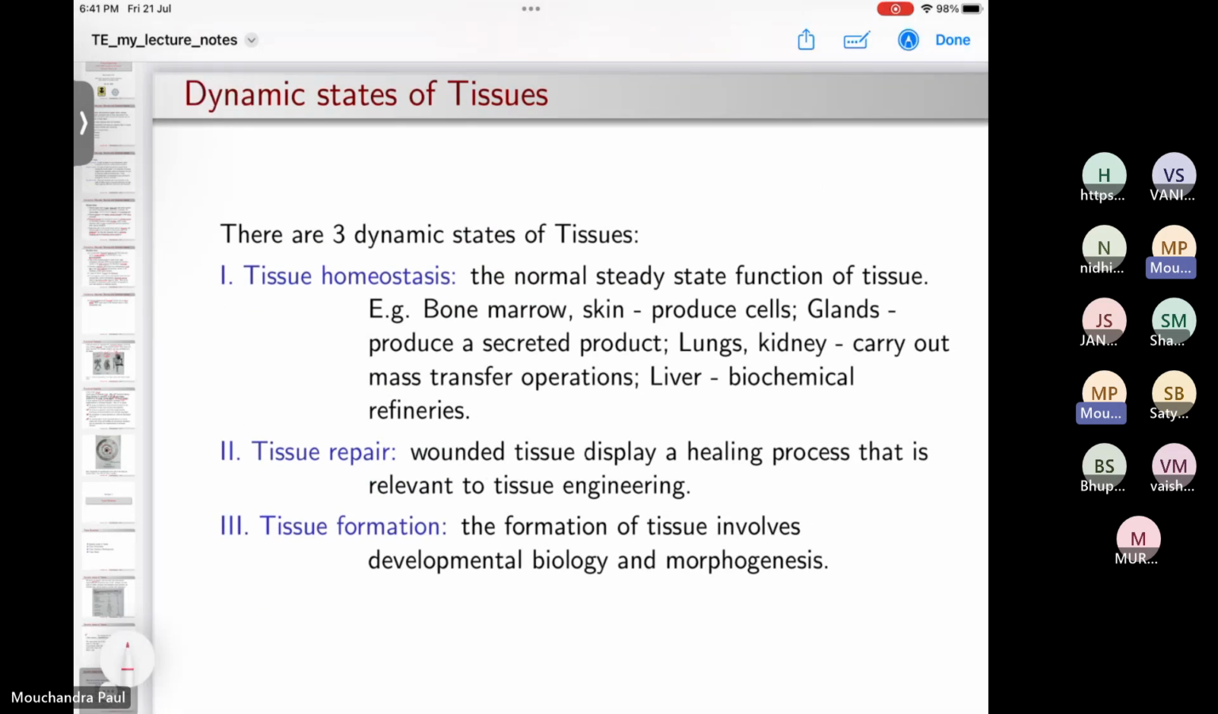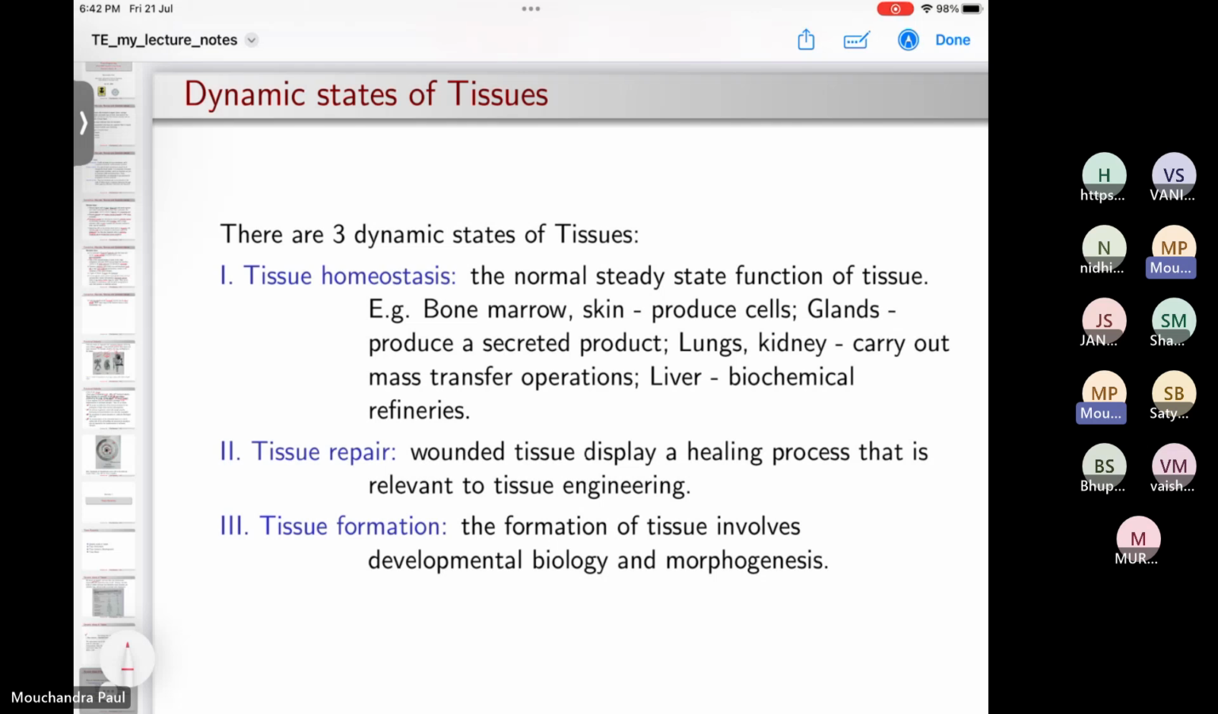So as I mentioned in the introduction slide of this chapter, there are three dynamic states of the tissues. One is tissue homeostasis, next is tissue repair, and third is tissue formation or morphogenesis. Briefly, in one or two lines, I have described these three processes, but what we will do is study each of these dynamic states of tissue in detail, one by one, as a subtopic.